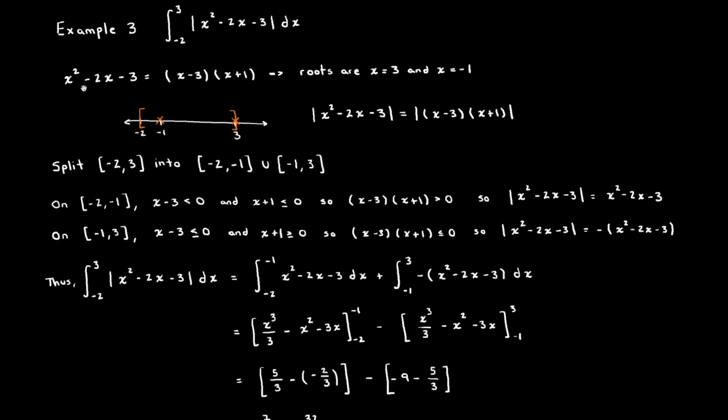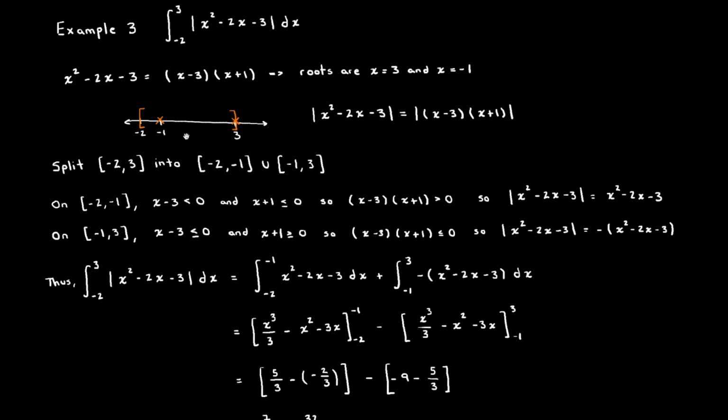So factoring x squared minus 2x minus 3, using whatever method you wish, using for example the quadratic formula, you will see that this factors nicely into x minus 3 and x plus 1. And this tells us that the roots are x equals 3 and x equals -1. So making a diagram, we're integrating on the interval from -2 to 3, and our points of interest happen to be at -1 and 3.